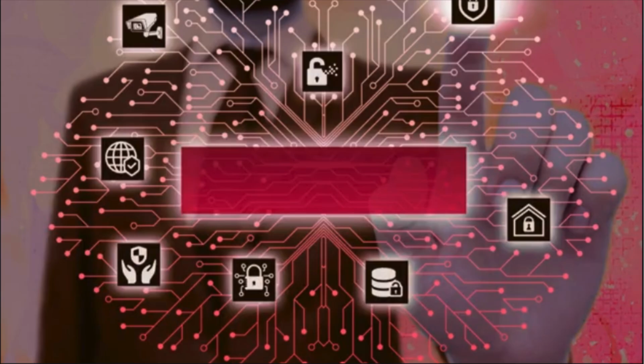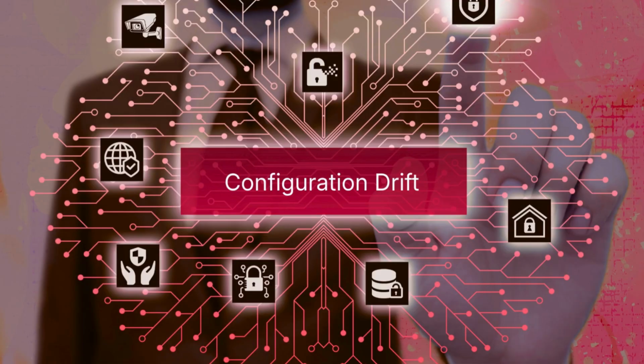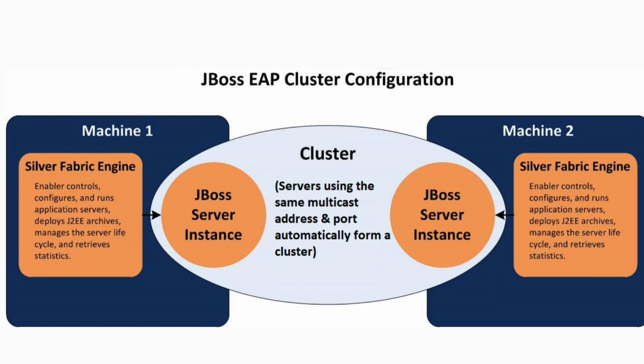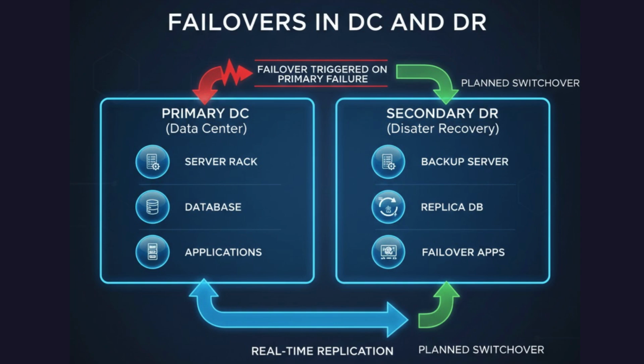In the IT world, we call that configuration drift. Precisely. A security patch that was applied to production but not DR. A different library version. A subtle change in a network rule. These small deviations, they accumulate, and they cause failovers to fail.